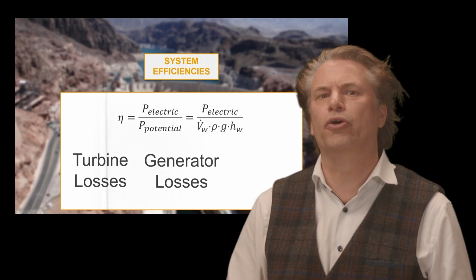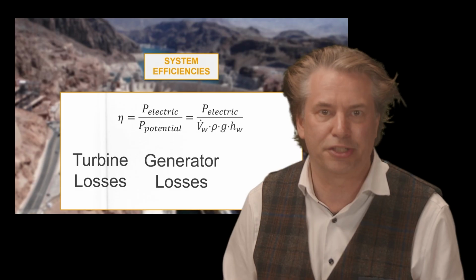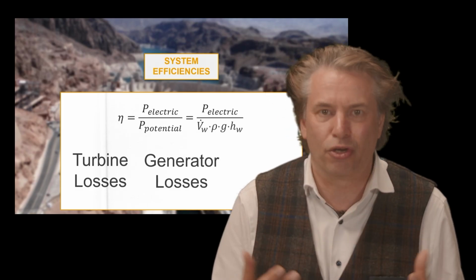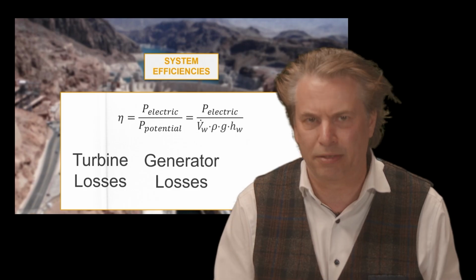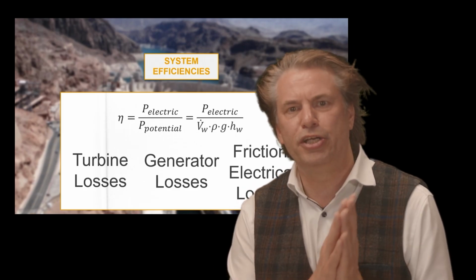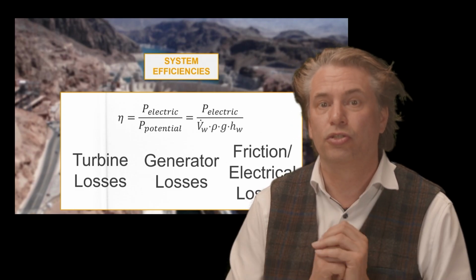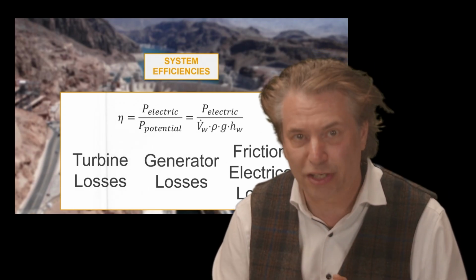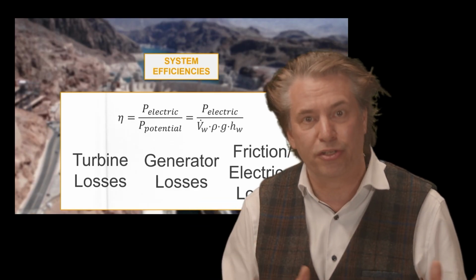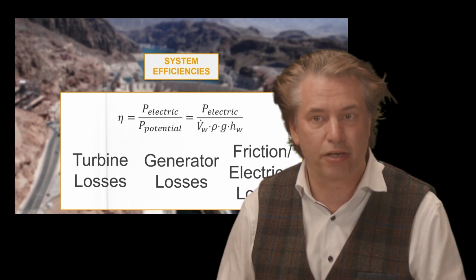Secondly, some losses occur in the generator, where mechanical energy is converted into electrical energy. These losses are related to the electrical resistance losses, magnetic losses, and mechanical friction losses. Thirdly, some system losses: water flow loses some of its energy due to the friction losses in the penstock, and there are electrical losses in the transformer when the electrical energy is converted to a higher voltage.